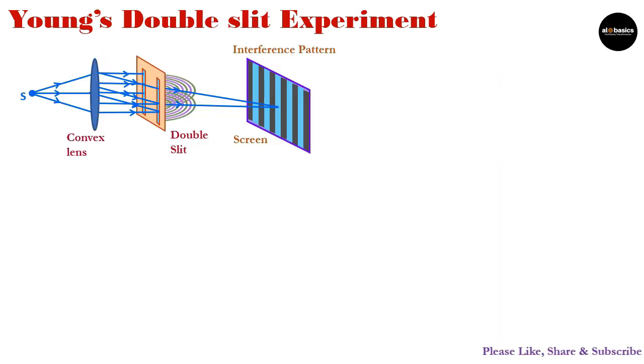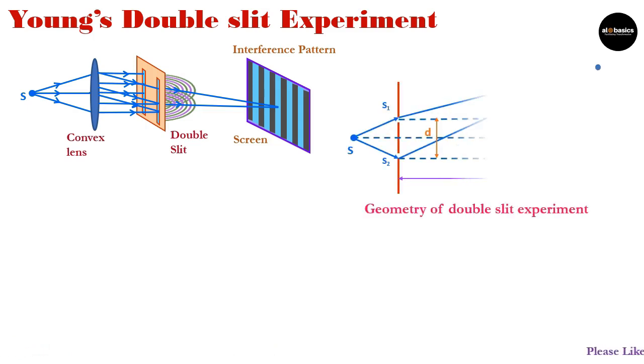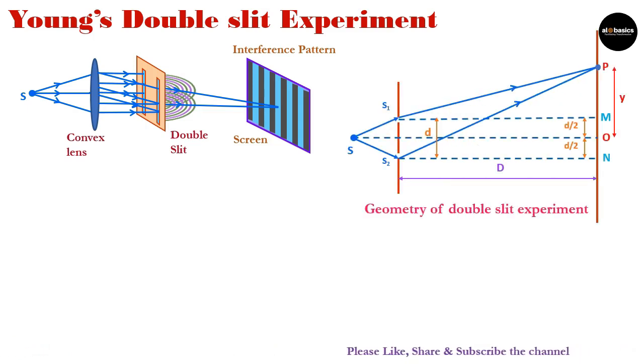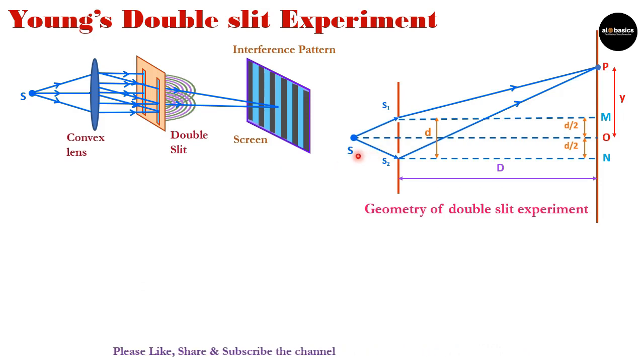We have seen the setup of Young's double slit experiment and how to draw its diagram on paper. Now, let us discuss its theory. For discussing its theory, first of all, we'll see the geometry of this double slit experiment. In this diagram, you can see that there is a source, placed in front of two slits S1 and S2, and for simplicity we'll consider that S1 and S2 are at the same distance from S.